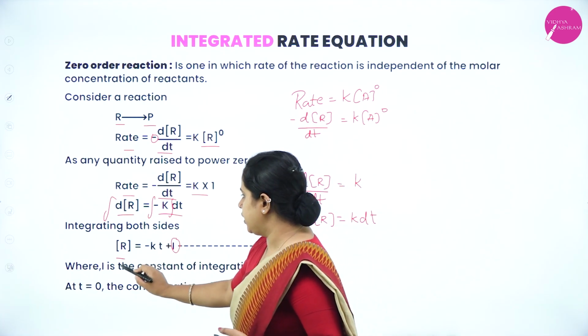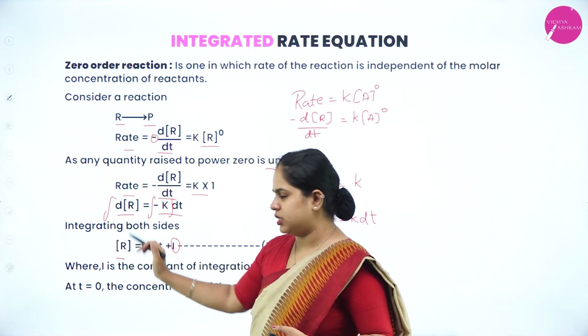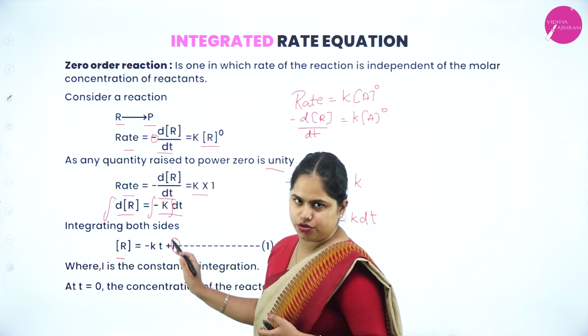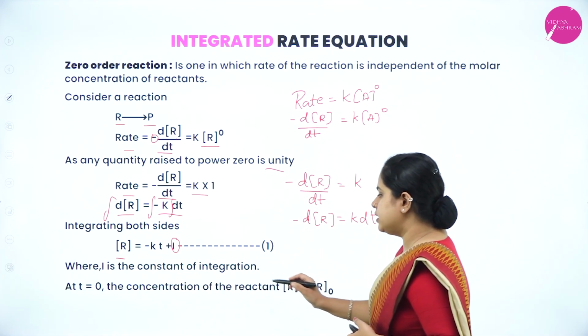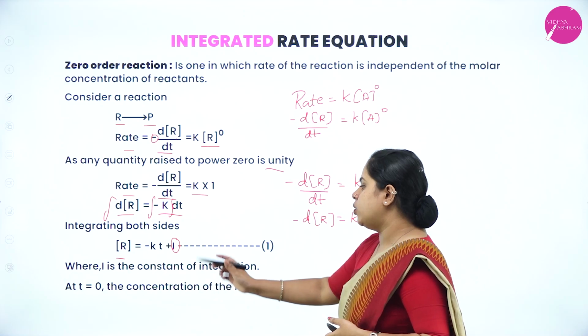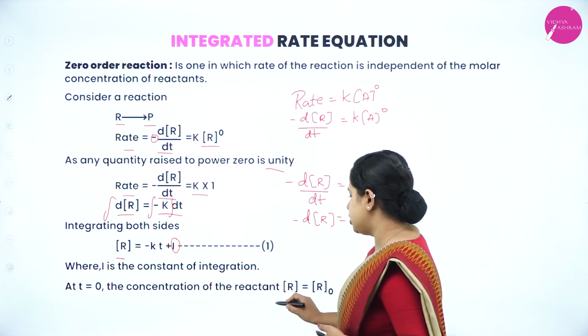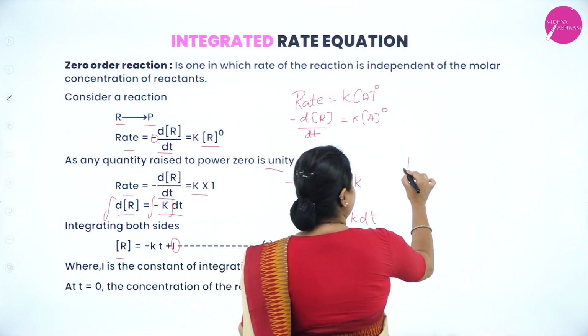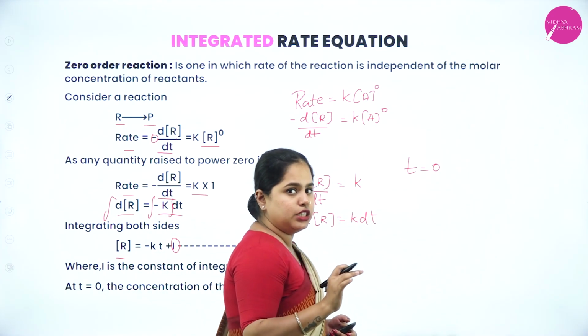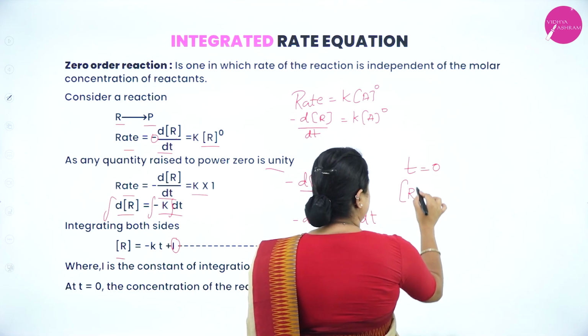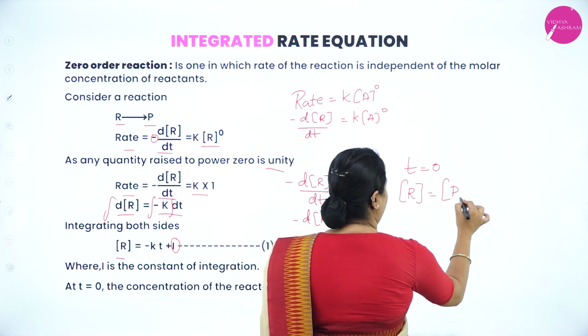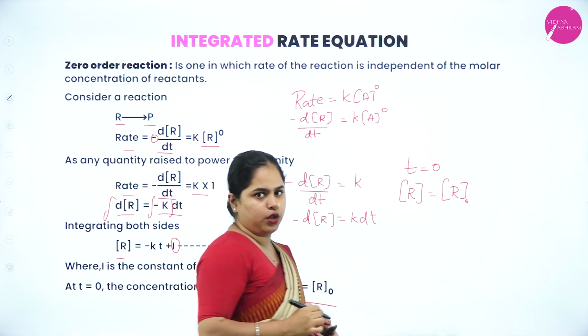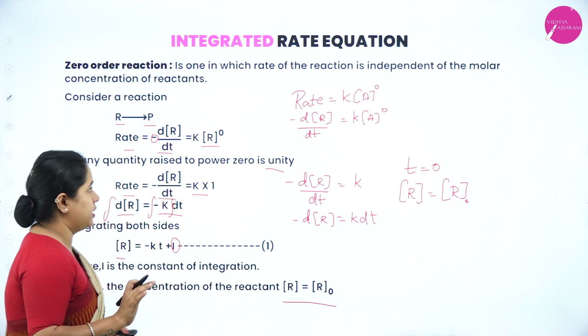So the integral of dR will give you R. Minus k is a constant, took it outside, the integral of dt is t. So this is what you are going to get, where I is the constant of integration, right? Now at time t equal to 0, the concentration of the reactant will be R0. So if the time is equal to 0, that means initially we are going to consider the molar concentration of R and write it as R0. That means it is the initial concentration, right?